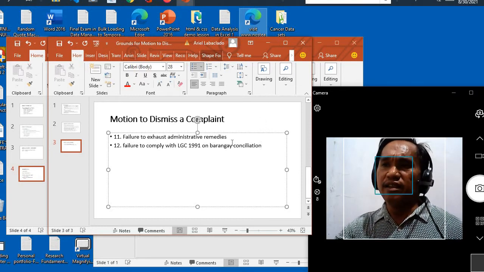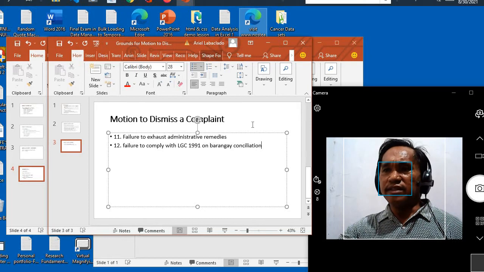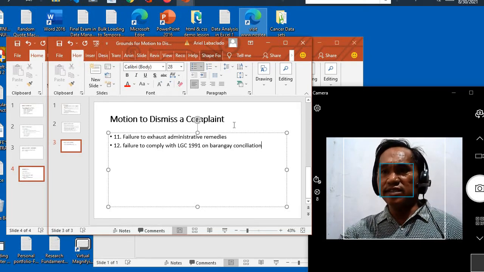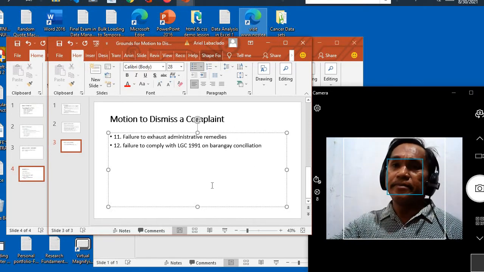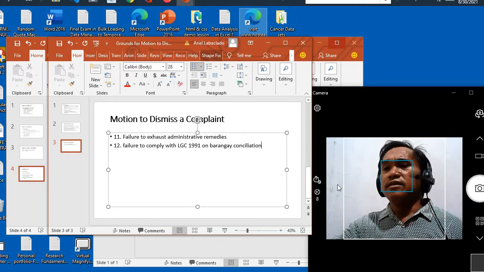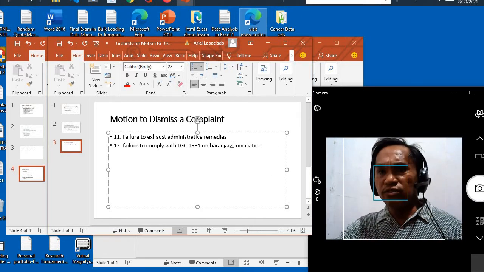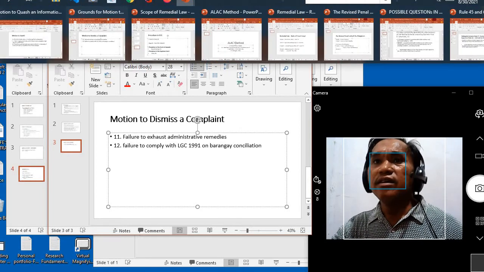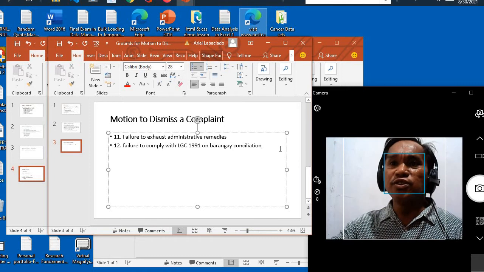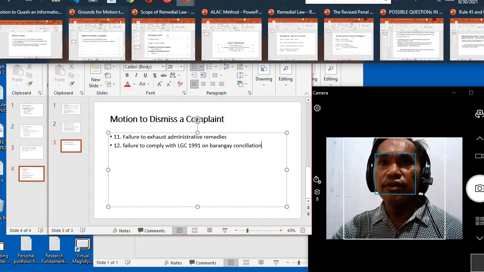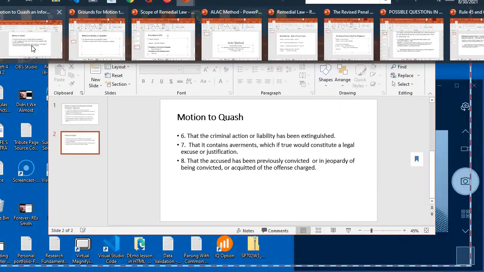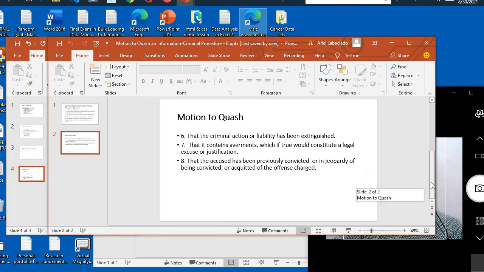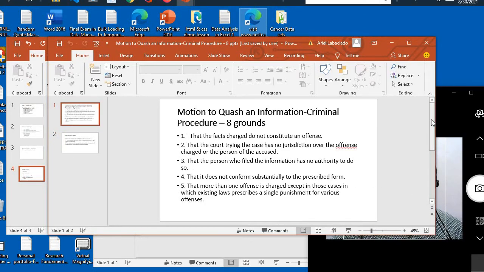Then this is in civil procedure. If you have a civil case, so this would be your remedy: move for a motion to dismiss the complaint on those 12 grounds. Then we have, in criminal procedure, the motion to quash. So if you have a criminal case, your remedy would be motion to quash.